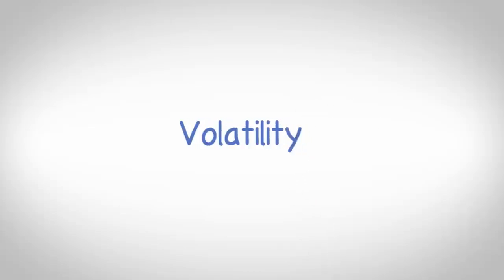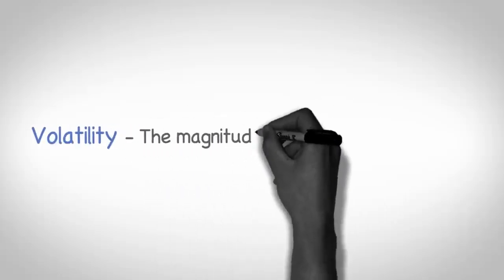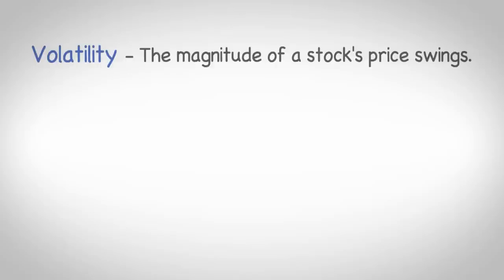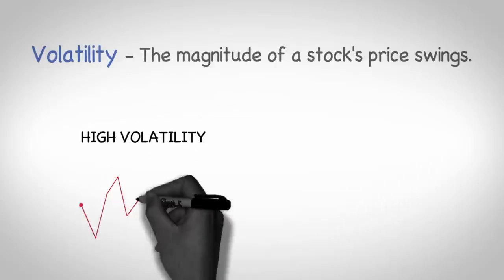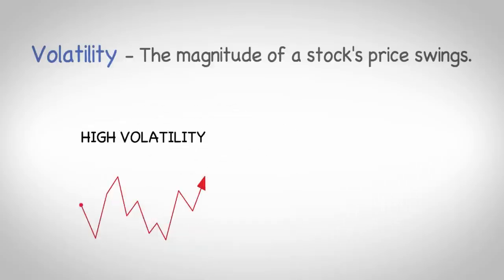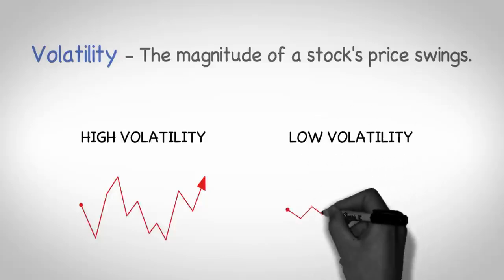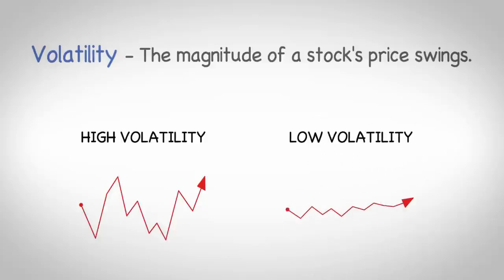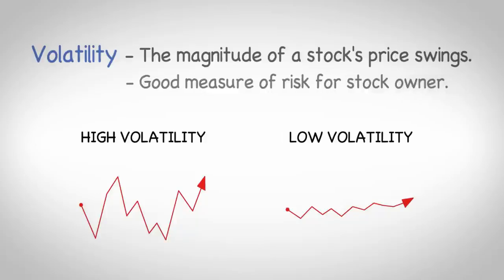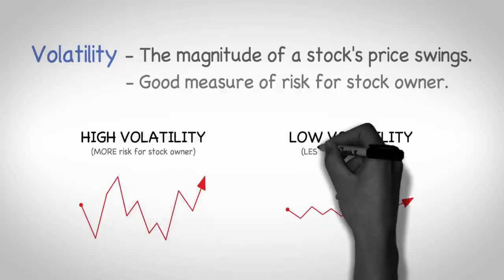So what is volatility? Volatility is simply the magnitude of a stock's price swings. If a stock has high volatility, then that means it has large price swings. And if a stock has low volatility, then that means it has small price swings. Now think about this. If you own a stock as an investment, then that stock's volatility is a good measure of your risk, right? If a stock has high volatility and it makes large price swings, then you are going to be exposed to bigger losses on that stock investment. So high volatility equals more risk for the stock investor.